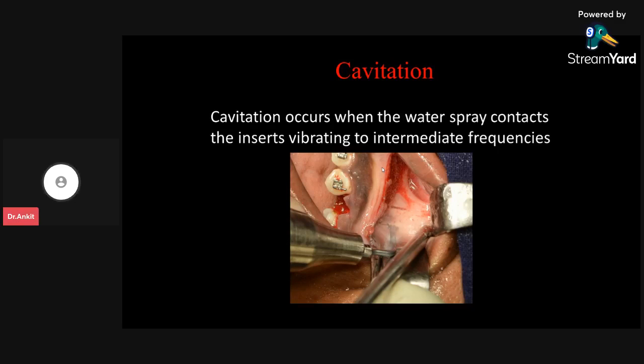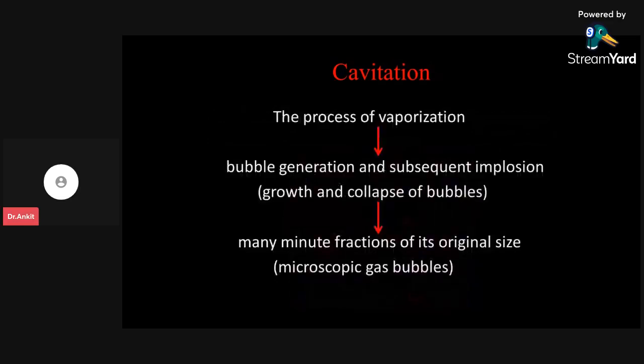So in such a scenario, the cavitation produces a relatively bloodless area. The process of vaporization happens, which we were seeing in the previous slide. Then bubbles generate, and there is subsequent implosion of the water with the tip, and that results in the growth and collapse of the bubbles simultaneously. So there are many events that are happening simultaneously at one point of time at one site.